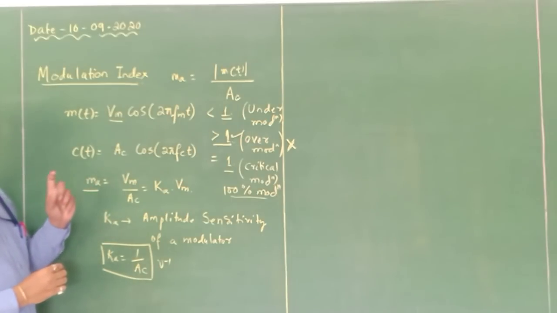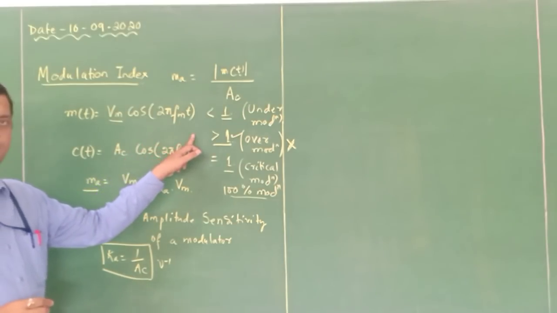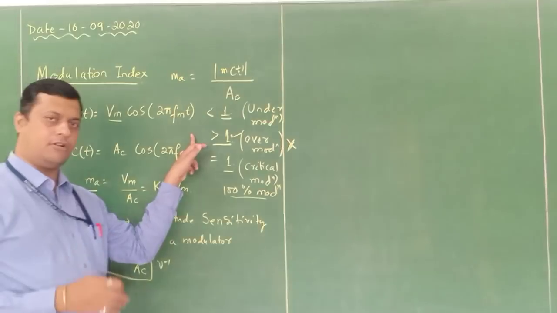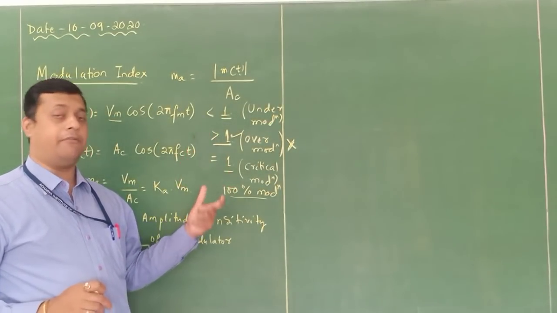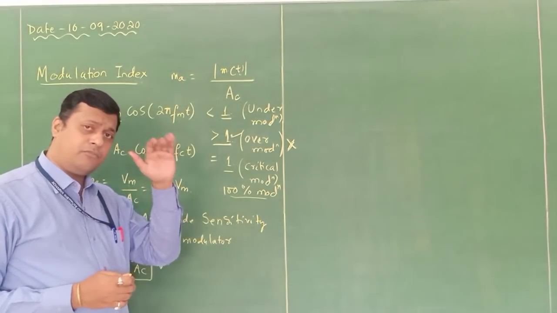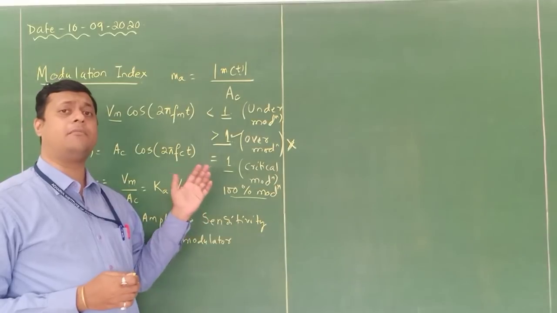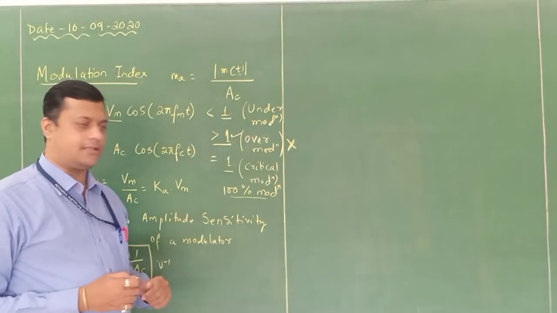Modulation index is a constant through which we can decide whether the modulation is done with under modulation, critical modulation or over modulation. If it is done in over modulation, automatically it will contribute the effect of noise, because envelope distortions are going to happen in that particular modulation.